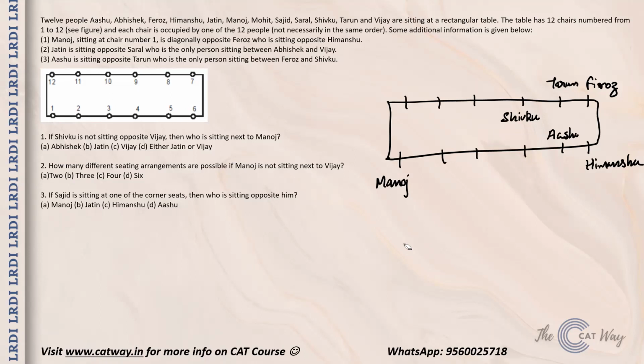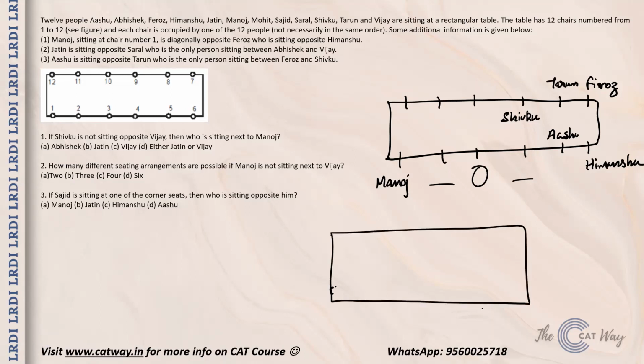Now let's utilize the second one. It says Jatin is opposite Saral, who is the only person between Abhishek and Vijay. So now there are 2 possibilities. Either Abhishek and Vijay can occupy these 2 positions and Saral will come over here, or Saral can occupy these 2 positions and Abhishek and Vijay will occupy these 2 positions. So we will have to make both the cases. So let us do that. 1, 2, 3, 4, 5, 6. 1, 2, 3, 4, 5 and 6.